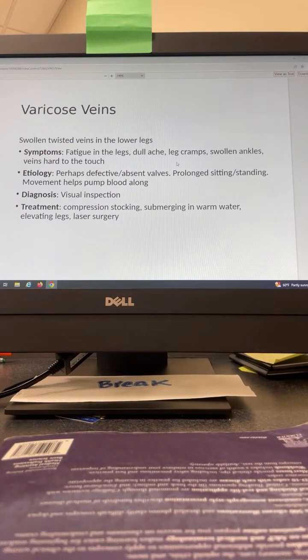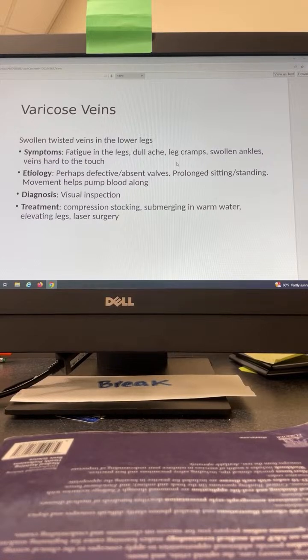Prolonged sitting and standing can also cause this problem. So if you're constantly on your feet and gravity is just pulling all the time... So, you know, kicking your legs up, elevation can help that, help drain the blood back out. Diagnosis is really just by looking. You can just be like, yep, I can see you have varicose veins.